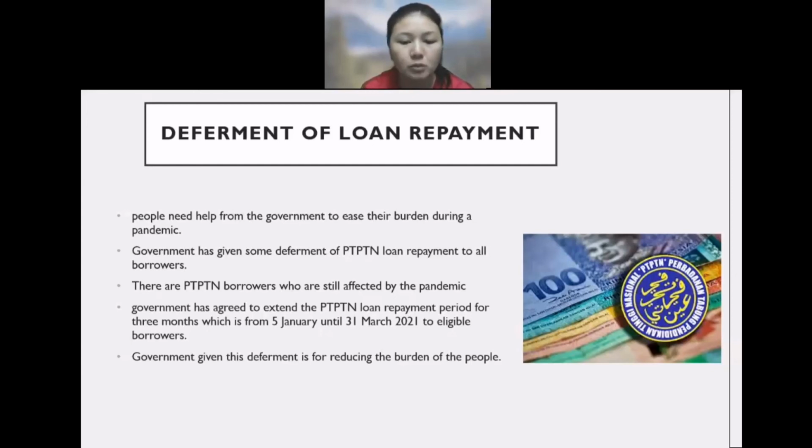The eligible borrowers are those who lost income, such as being laid off, and those whose income has been reduced. The government gave this deferment to reduce the burden on the people, and when the government gives this deferment of loan repayment, it can help to reduce the cost of expenses for a month. This helps to reduce the financial burden of the people.